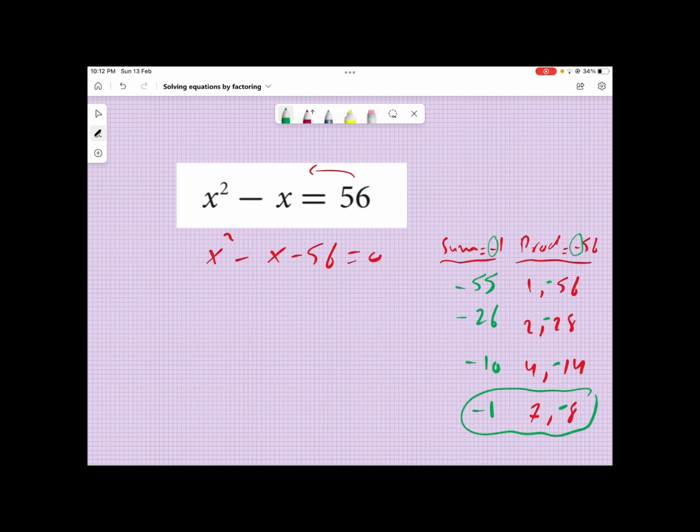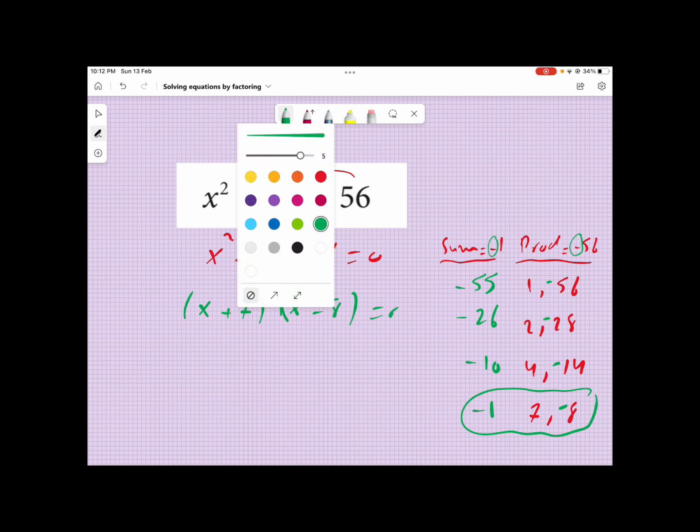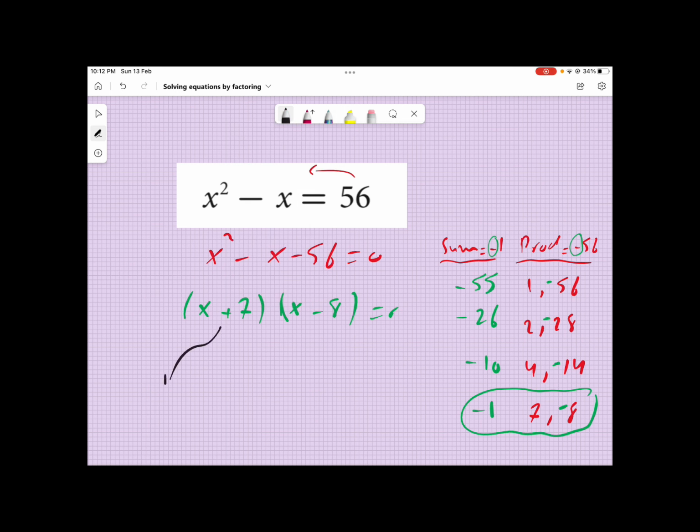The required numbers are 7 and negative 8. So I'm going to put x here and x here, plus 7 and negative 8. Solving, the first bracket is equal to 0 or the second bracket is equal to 0. Transposing 7 to the other side, x equal negative 7 or x equal positive 8.